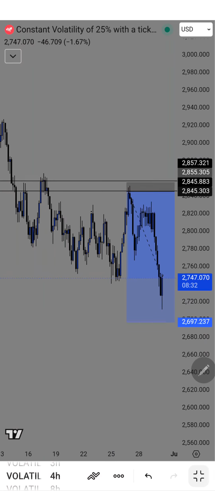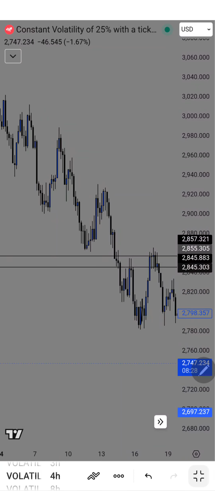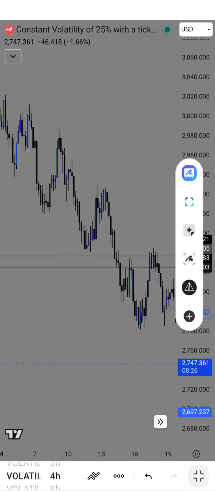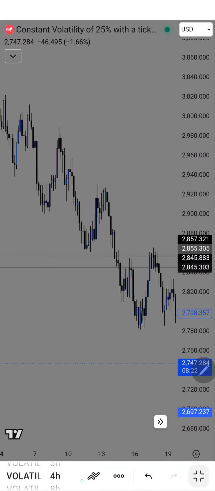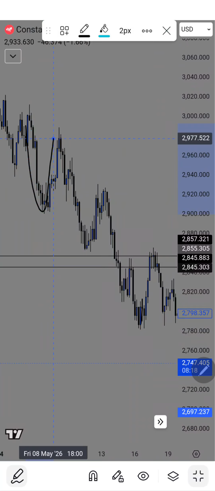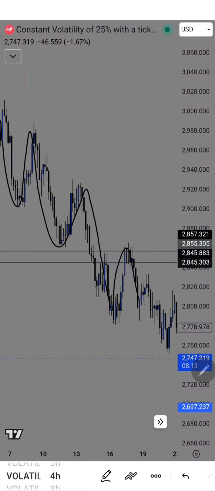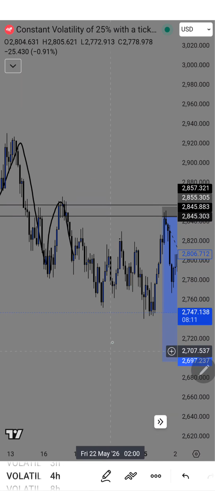Okay, so first thing first is understanding the market direction. So as you can see on V25, the market is pushing downwards. The market is pushing downwards right here. So we can see lower low, lower high, lower low, lower high, lower low, lower high, and so on and so forth till this point right here.